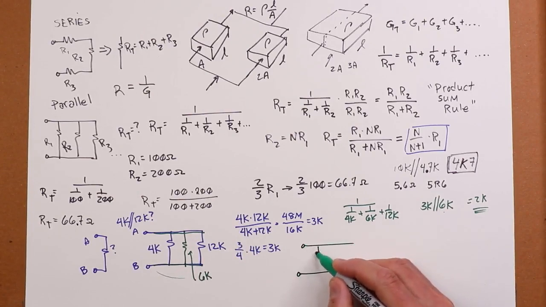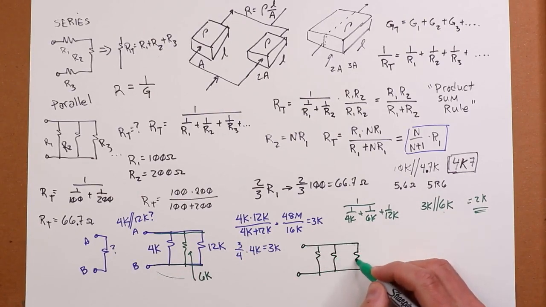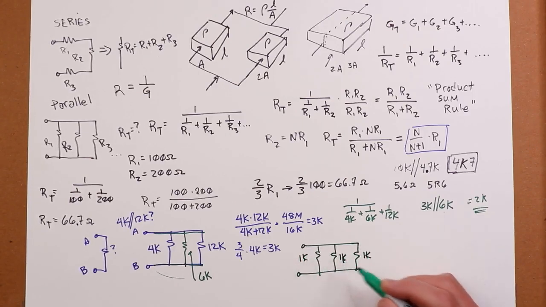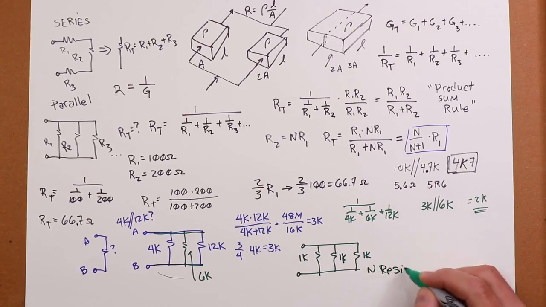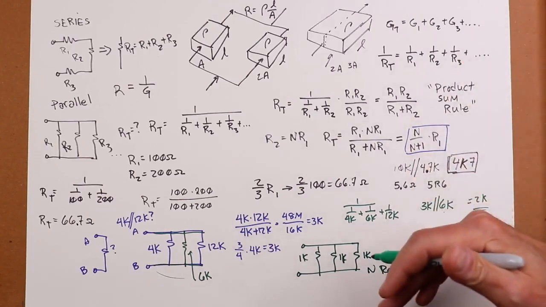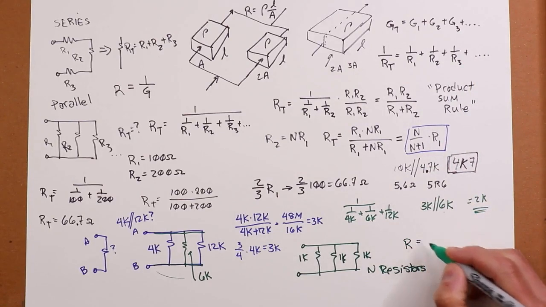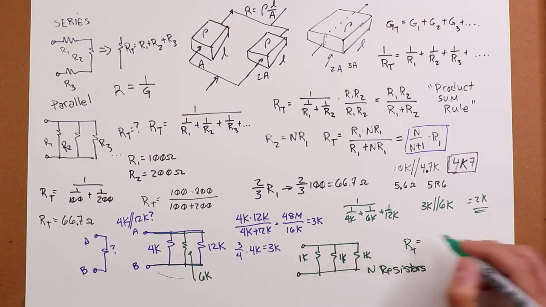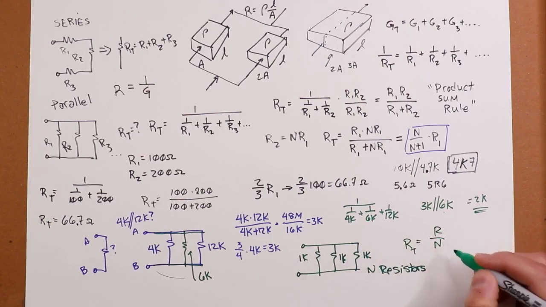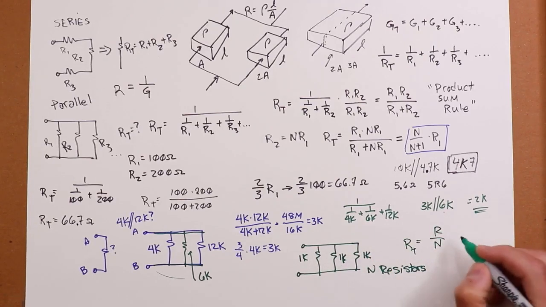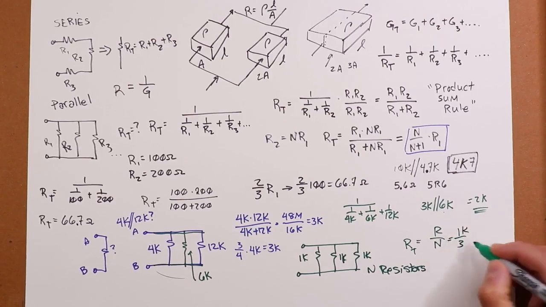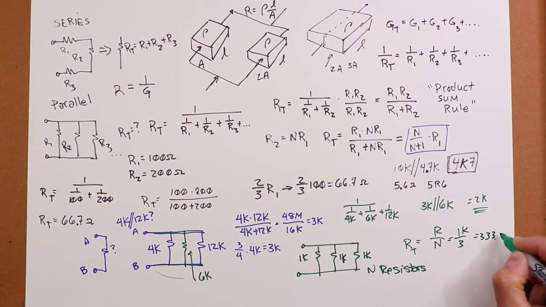The final shortcut occurs when you have resistors that are identical. I'll just put 3 of them down here, and let's say they're all 1K. Well, they all have the same conductance. The conductances add and you take the reciprocal, so with n resistors you get n times the conductance. You're going to take the reciprocal. So what does that mean? That means R total is going to be the individual R divided by however many you have. So 1K, 1K, 1K, there are 3 of them. That's 333 and a third ohms for the combo.